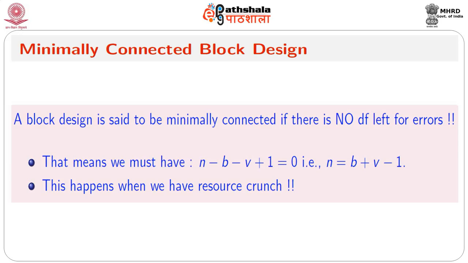That means the error degree of freedom equals 0. We know the expression for the error degree of freedom: n minus b minus v plus 1. That has to be equal to 0. Therefore, n equals b plus v minus 1. That is the minimum number of observations that you need to ensure connectedness, and you have no degree of freedom left for the error. This happens when you have a resource crunch.